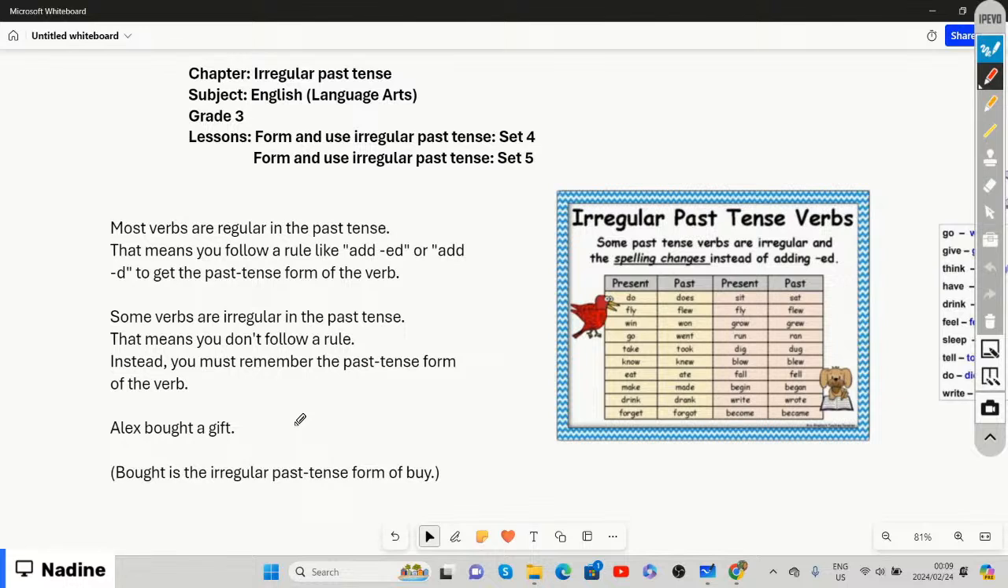So if the verb ends with an E, like for example, dance, in the past tense we'll say danced. So we just add a D. But if the word does not end with an E, like for example, jump, the past tense of jump is jumped, and then we add an ED. But basically, that is a rule that they follow where you either add ED or you add a D to get the past tense form of the verb.